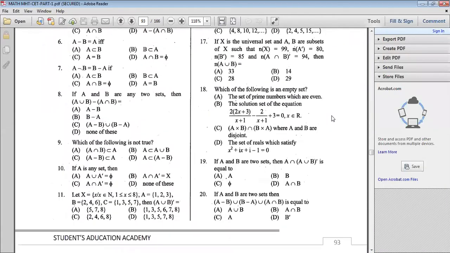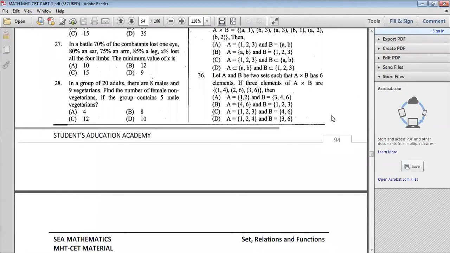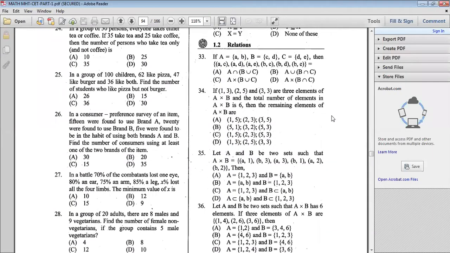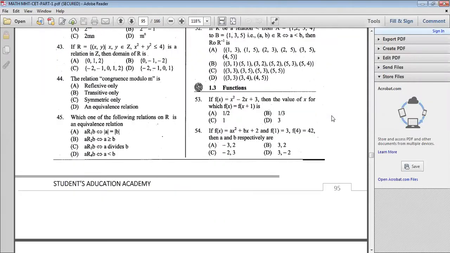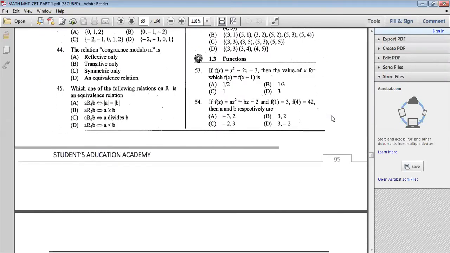Now go to the critical thinking problems on the functions. So the sets and relations problems you completed. Now open page number 95. Page number 95. Look at the 53rd problem.